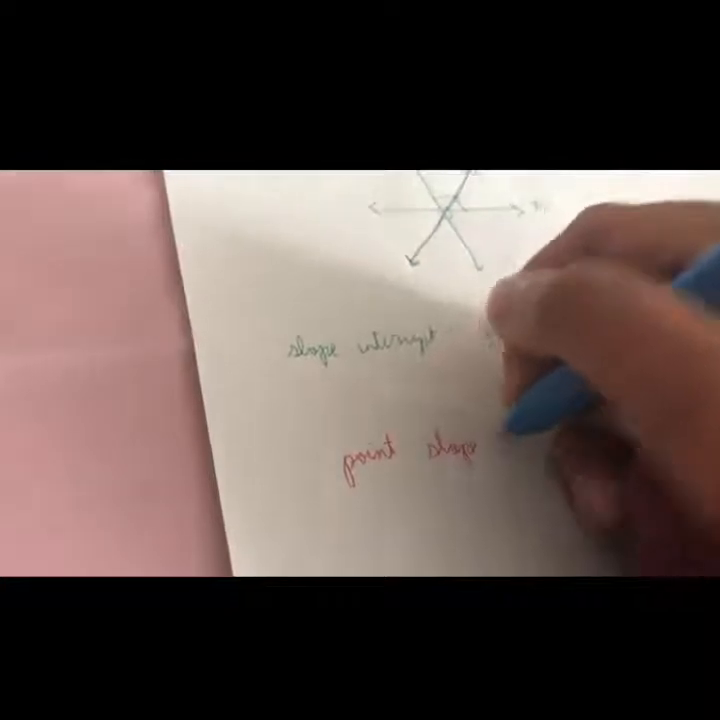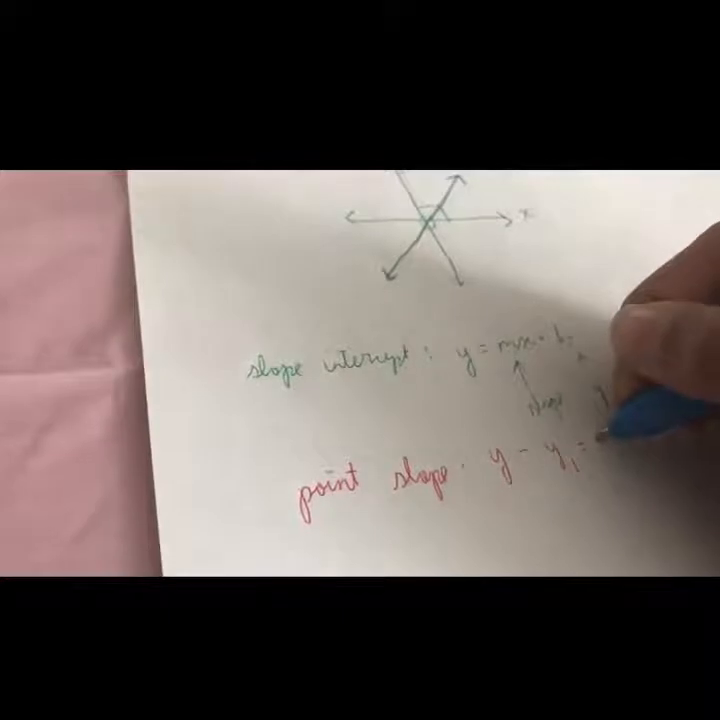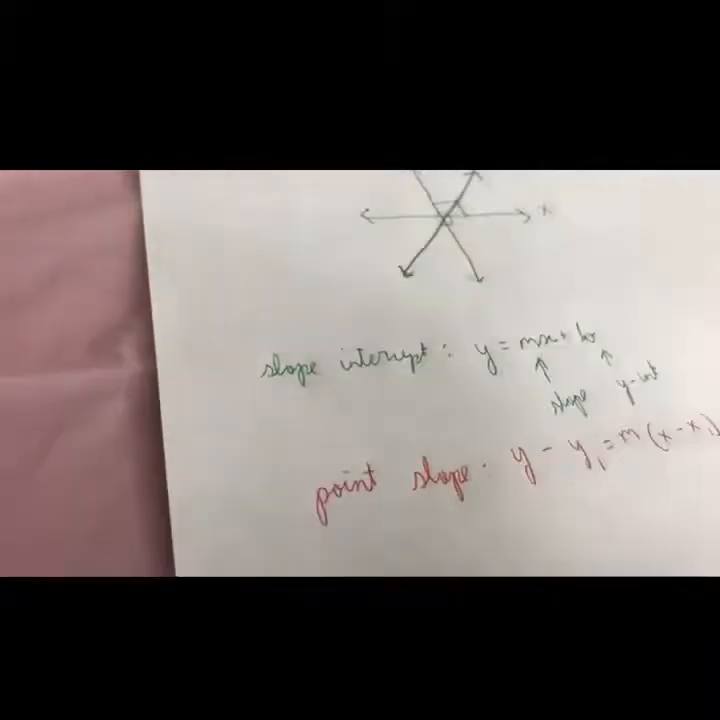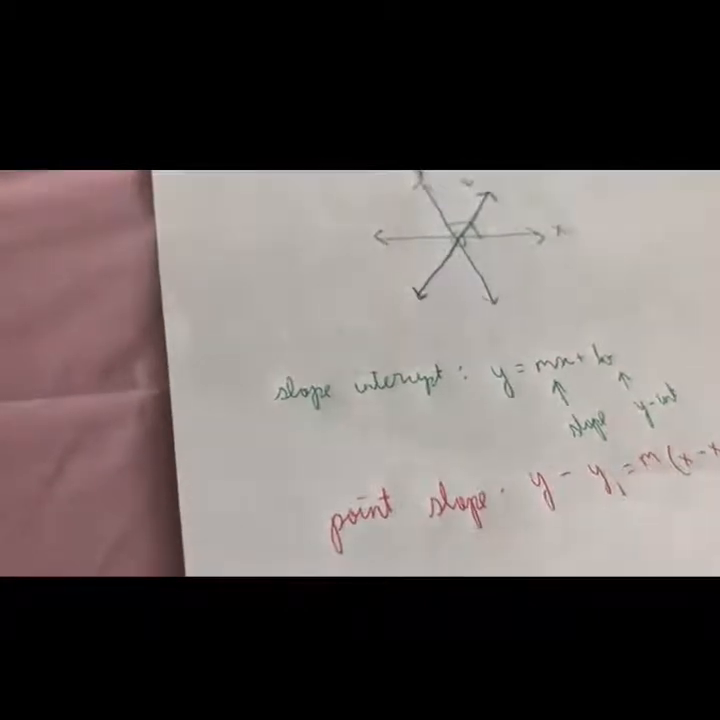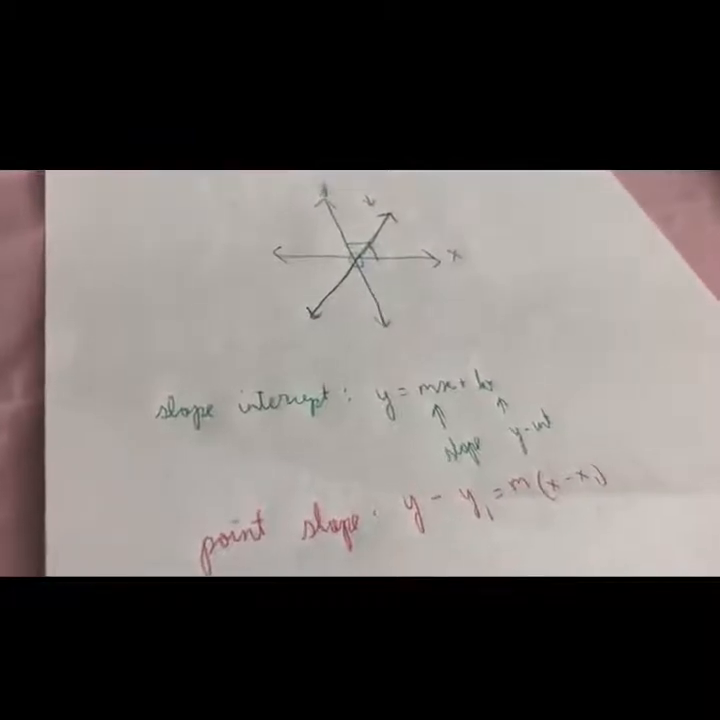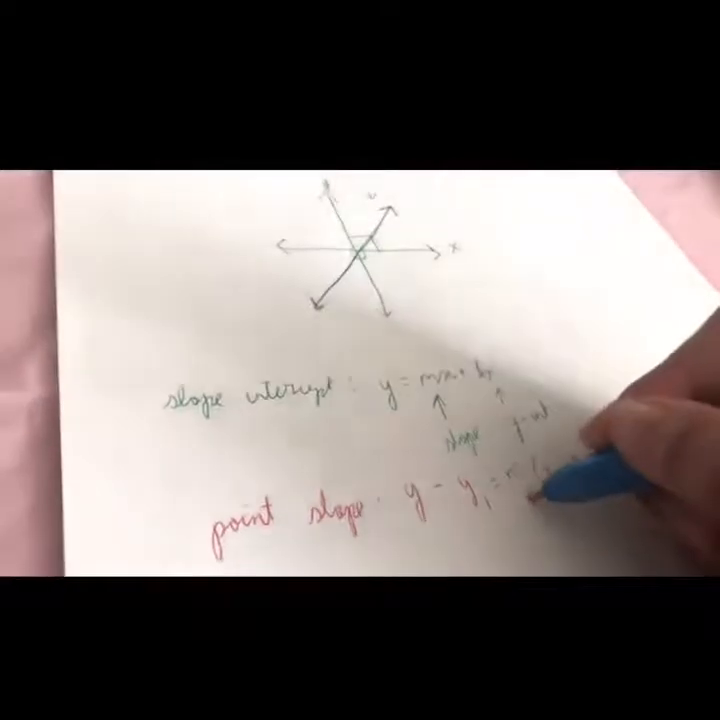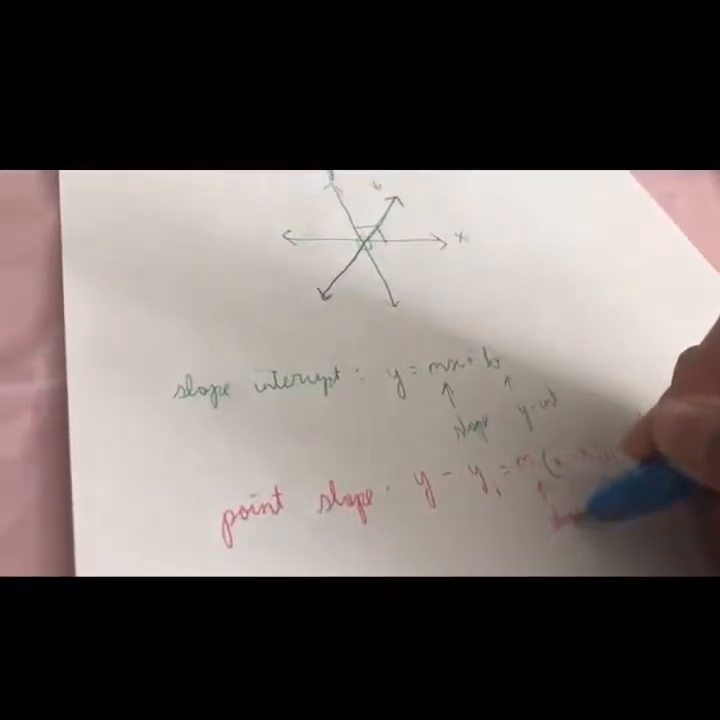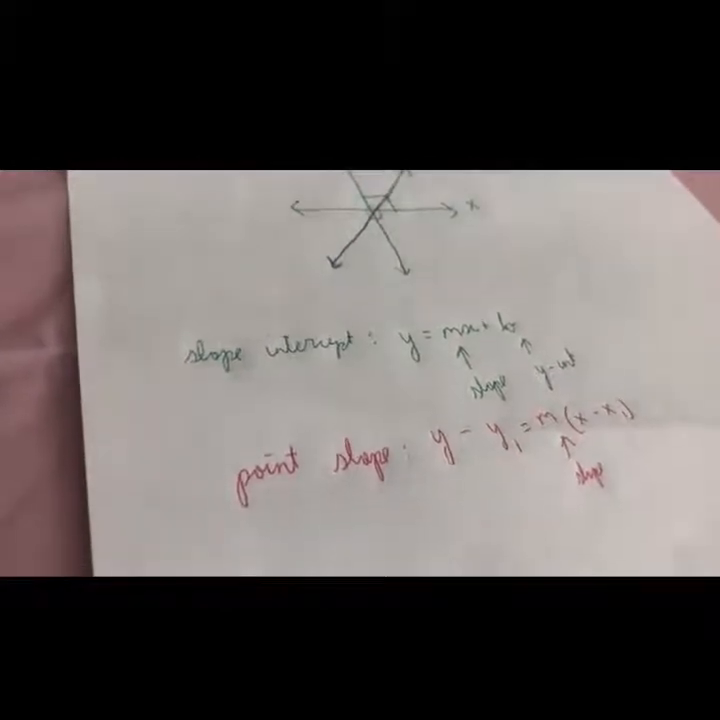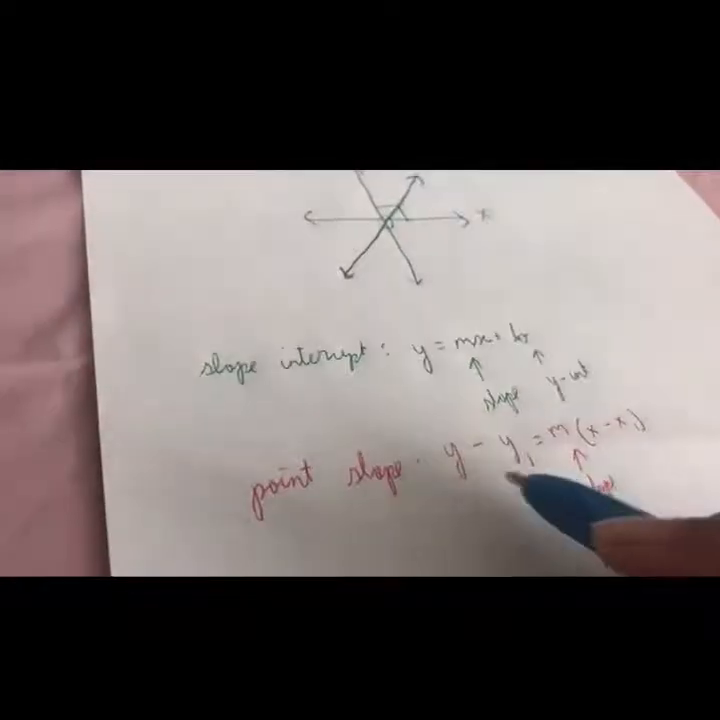Another form of linear equation is point-slope form. In point-slope form, the formula is y minus y1 equals m times x minus x1, and the 1 and 1 are subscripts. The x1 and y1 are the point on a line or a table that you choose to put in the equation, and m is the slope. As you learned in the previous example, you can calculate the slope by rise over run, and x is the input and y is the output.